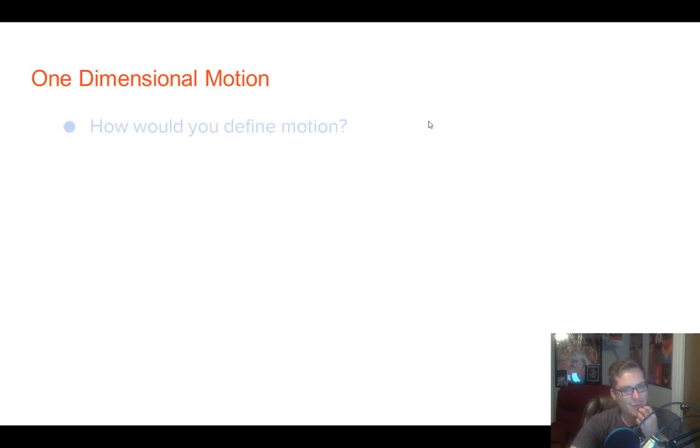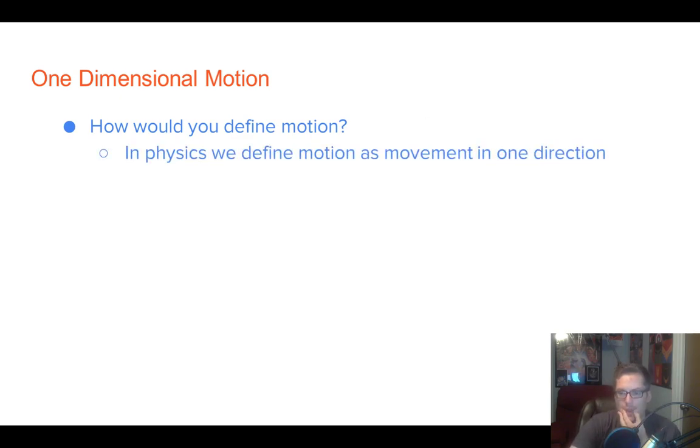Right? So one-dimensional motion. How would you define motion? Think about that for a second. Motion is movement, right? Okay. So specifically in physics, we're going to be talking about movement in one direction. And the idea is that if we can represent movement in one direction, then we know how to do the math for that. And that's kind of the idea behind physics, is we want to take ideas and be able to represent them mathematically.